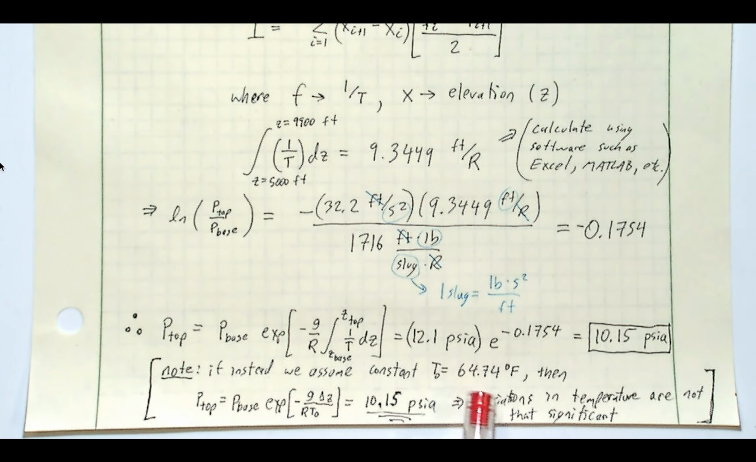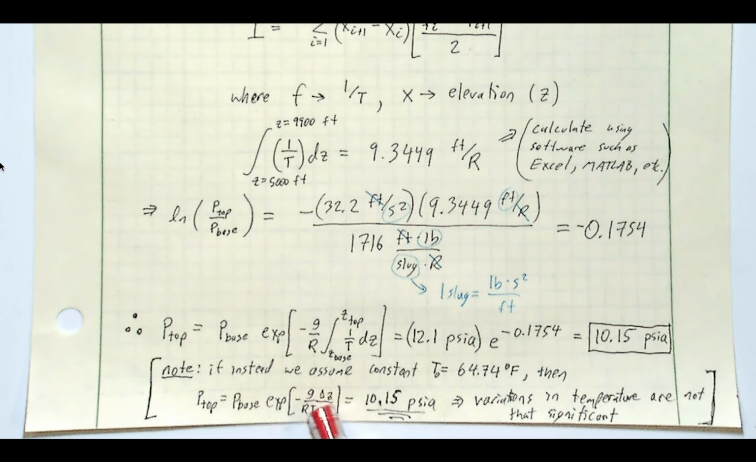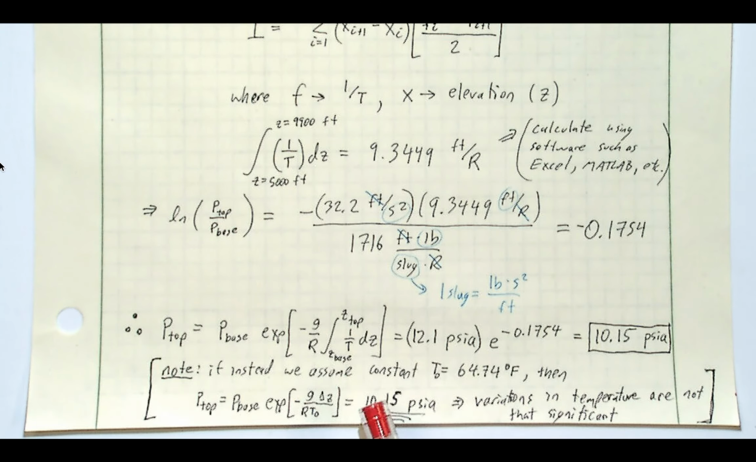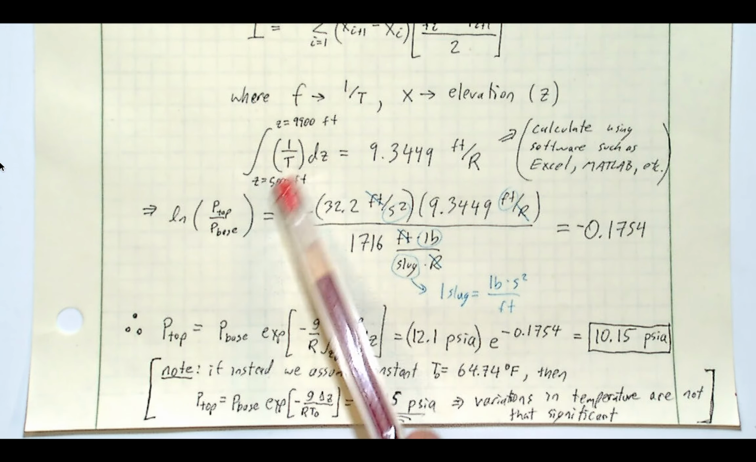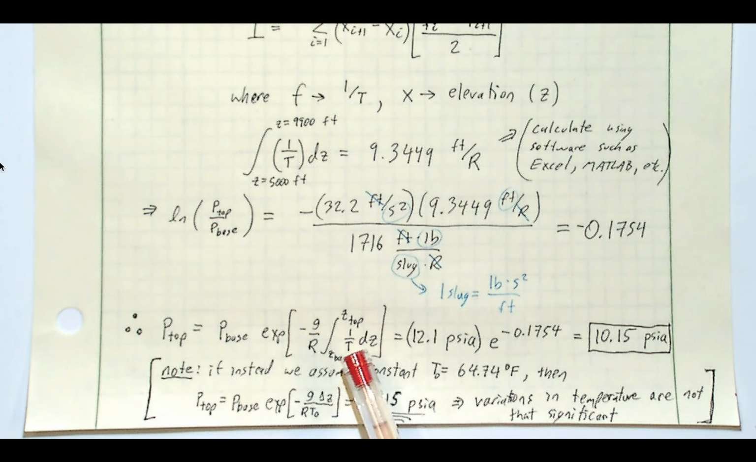The average temperature is 64.74 degrees Fahrenheit. I showed you in MATLAB how I calculated that, but you could just look at the numbers and use an approximate value. If you plug that in, instead of doing the integral with the trapezoidal rule, you just say that temperature is constant, and pull the temperature out of the integral. Then you just need the exponential of g over RT, that constant temperature, times the total change in height. Here delta z is just the 4,900 feet, and you plug in the average temperature.